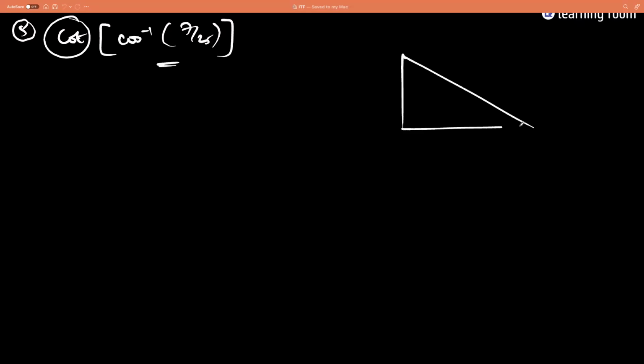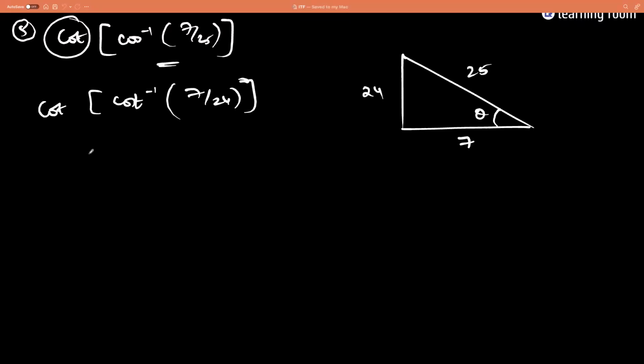If I take this to be theta, this is 7, this is 25, then this will be 24, because 7, 24 and 25 are Pythagorean triplets. Am I right? So cot of what will happen? It will become cot inverse of 7 divided by 24. So cot of cot inverse of 7 by 24 is going to be 7 by 24. Right? So there is an option like that, yes.